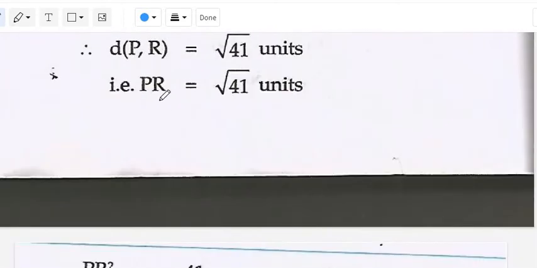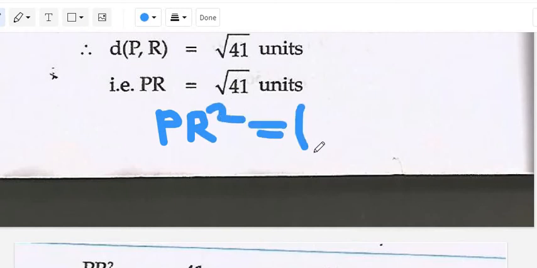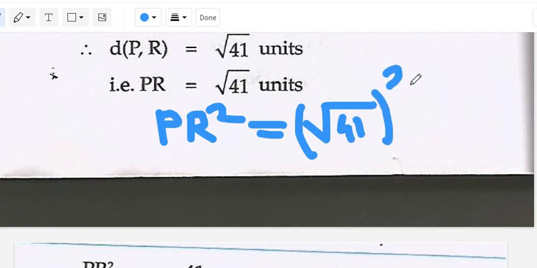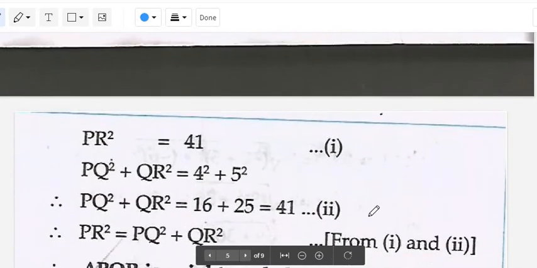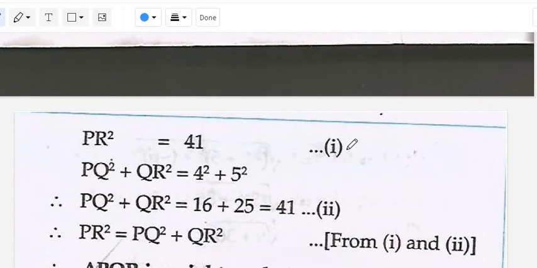Now distance PR is equal to under root 41 units, and if I square this, PR square is equal to (under root 41) the whole square, and the square and square root sign get cancelled and we get the answer 41. Therefore PR square is equal to 41. This is, suppose, equation number 1.